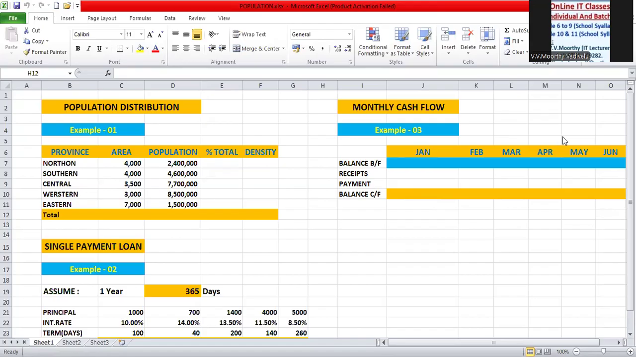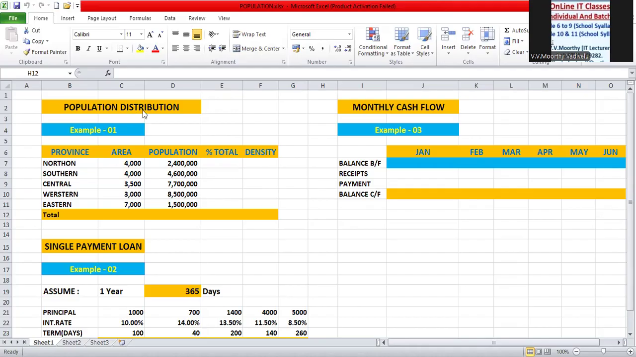Microsoft Excel. So, calculations, different types. Different type calculation: example 1, example 2, example 3. Say the calculation, how to do it the easy way. So you can understand here.